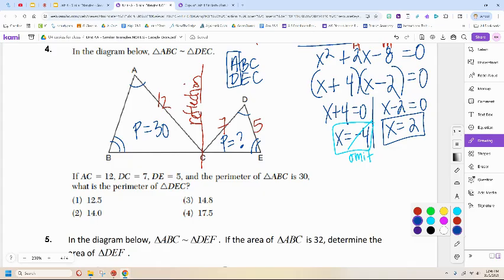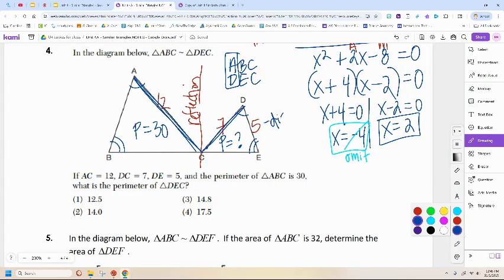So I just want you to pause and think about correspondence first. We only have one side in this triangle. Which side corresponds with it in the other triangle? Is it the 7 or the 5? 7. So the 5 is what we call a distractor. It's not needed.